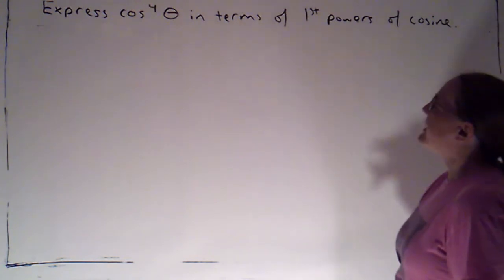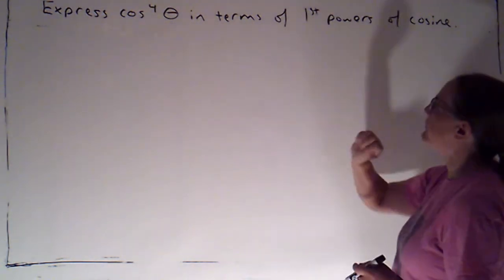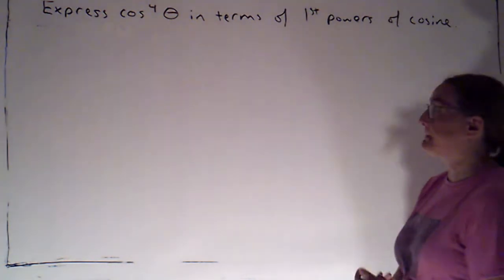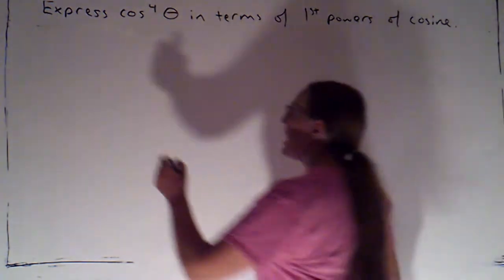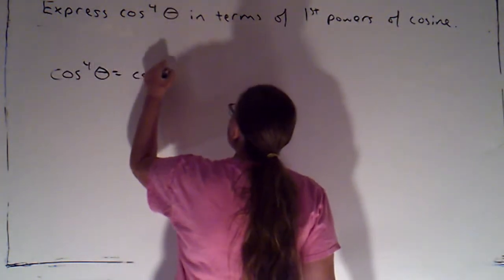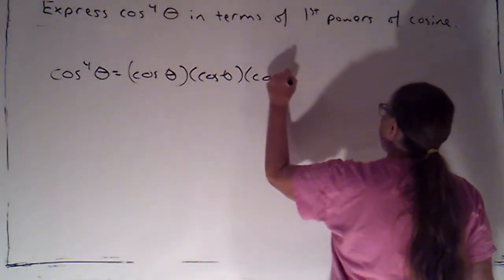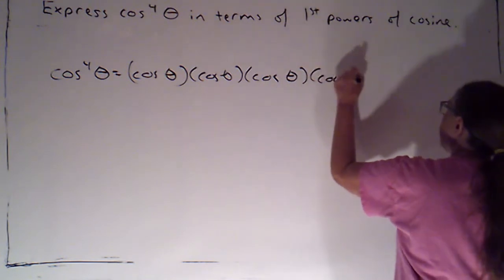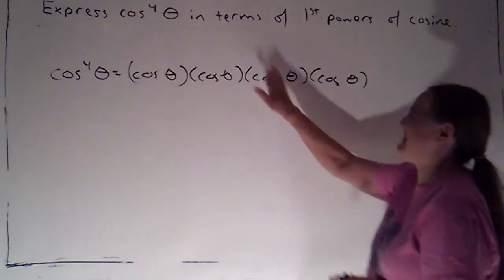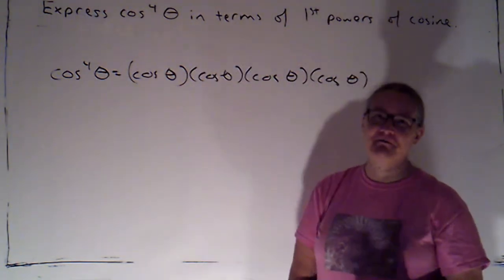Okay. So here I'm asked to express cosine to the fourth of theta in terms of first powers of cosine. Now, I know that cosine to the fourth theta is cosine theta times cosine theta times cosine theta times cosine theta. That is not what the directions mean. That's a first power, that's a first power, that's a first power, that's a first power. But having four of them, I'm talking about a fourth power.